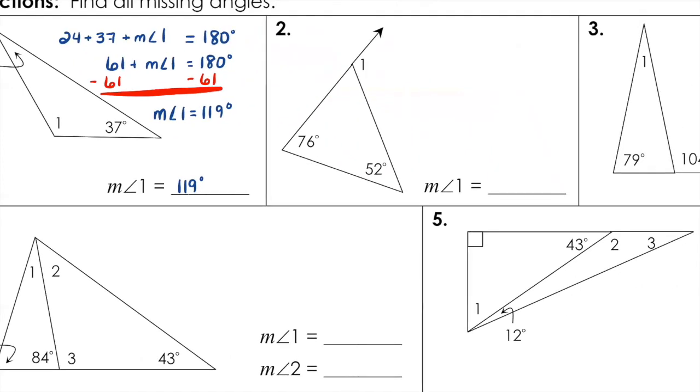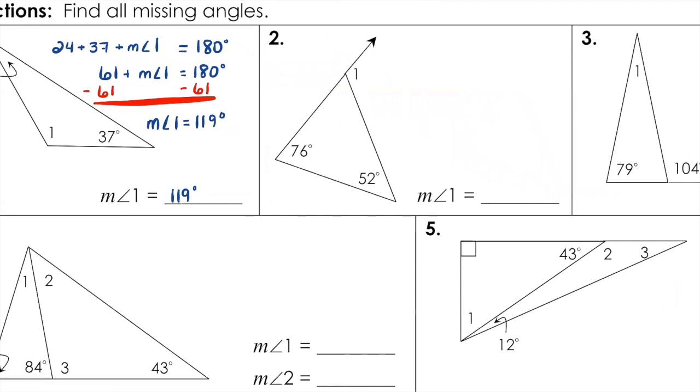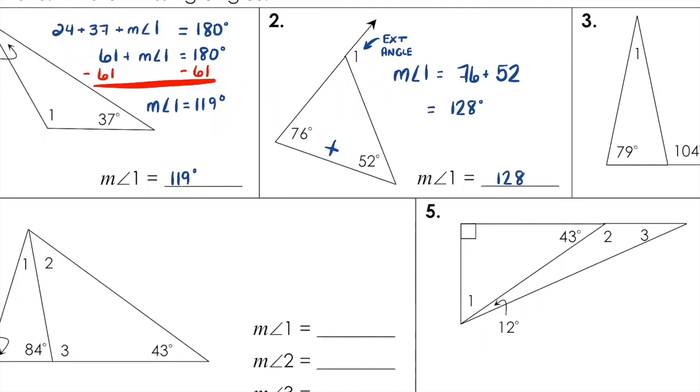All right, number 2. Angle 1 is a what? It's an exterior angle. So what do we know is true about an exterior angle? The sum of the inside angles equals my exterior angle. So the measure of angle 1 equals 76 plus 52. 128. Hooray, not that bad, right? So whenever it has an exterior angle, you do that. Yep, when we've got an exterior angle, we're going to set up the relationship like that.